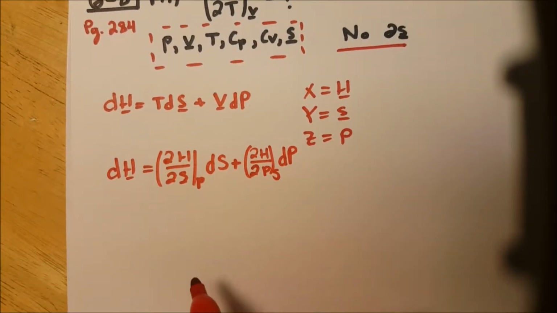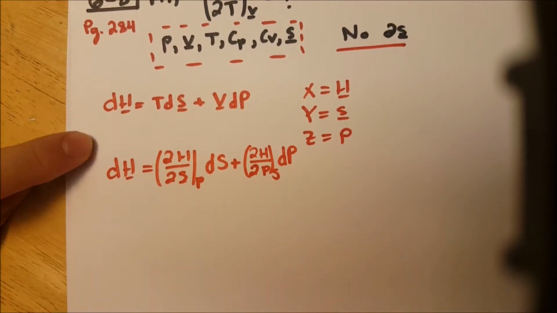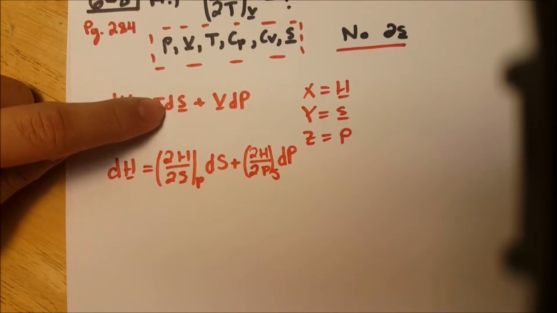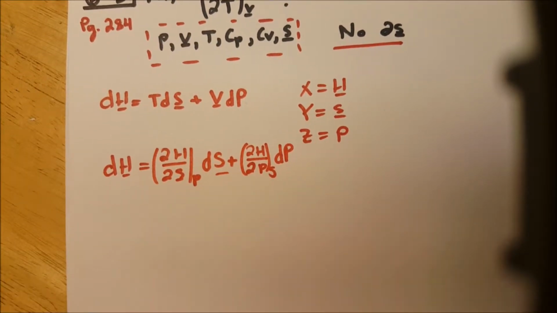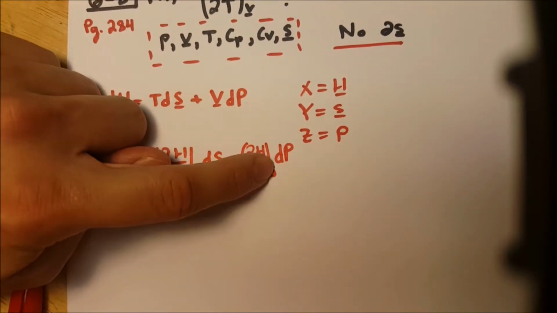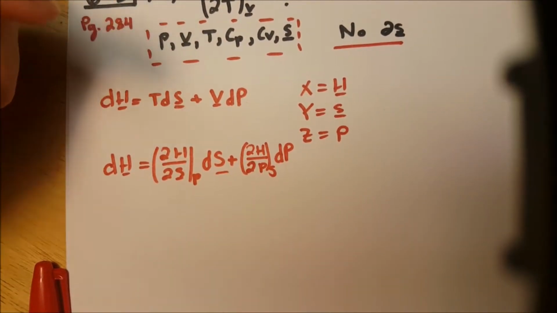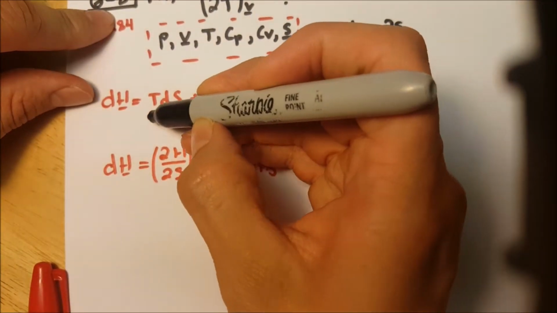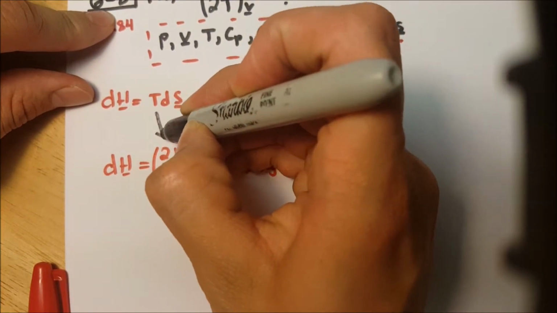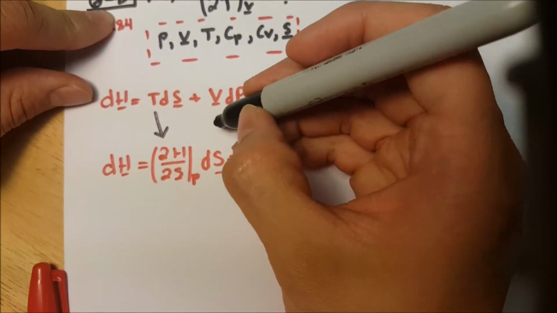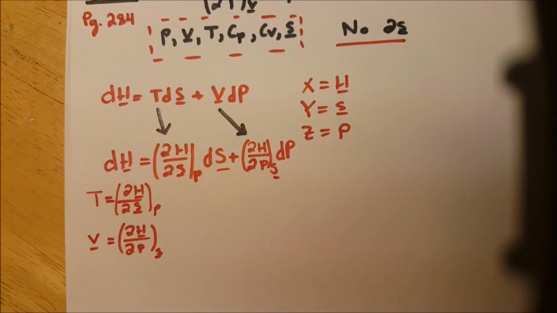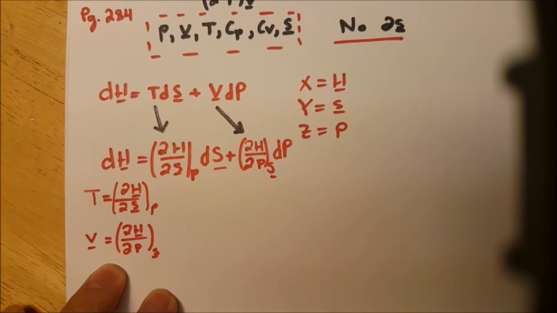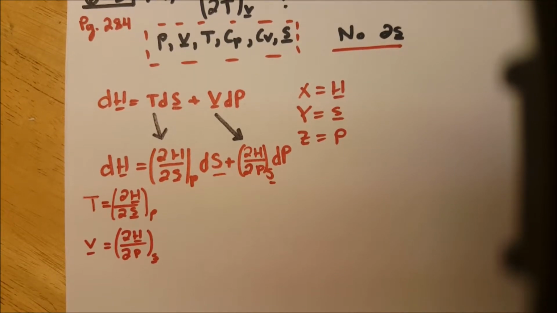So now we can notice something. Here we have dH, dH, dS, dS, dP, dP. So we can say that T is equal to this change, and V is equal to this change. So now we have this relation. But what's the significance of this?